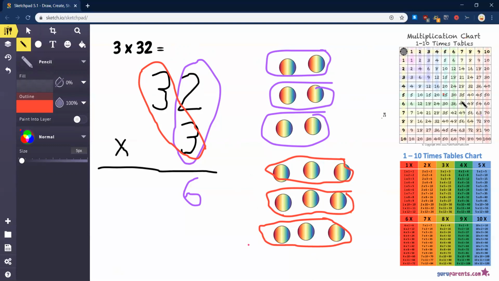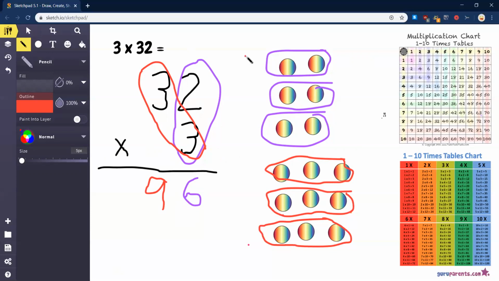I can double check that on my charts over here too. 3 times 3 equals 9. And 3 times tables. Here we go down here. 3 times 3 equals 9. So I know 3 times 3 equals 9. And the answer to 32 times 3 equals 96.